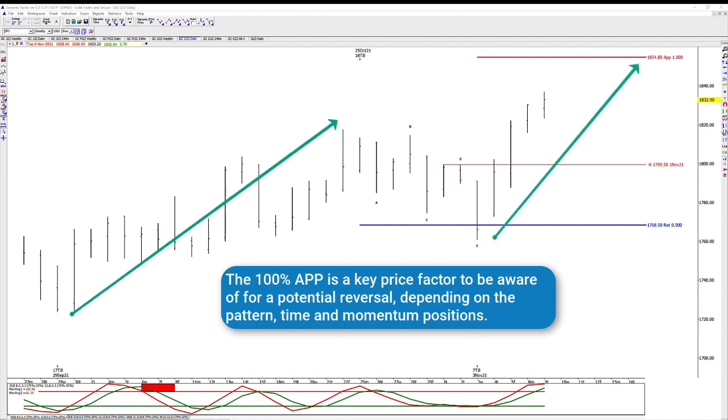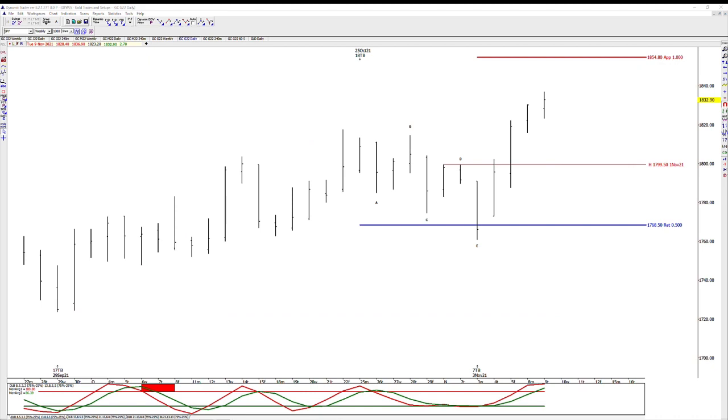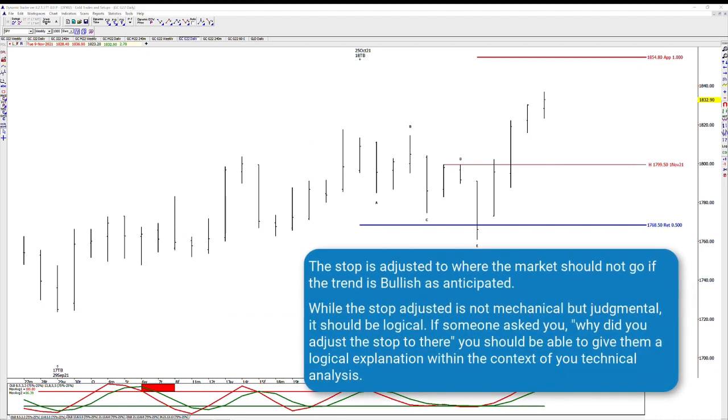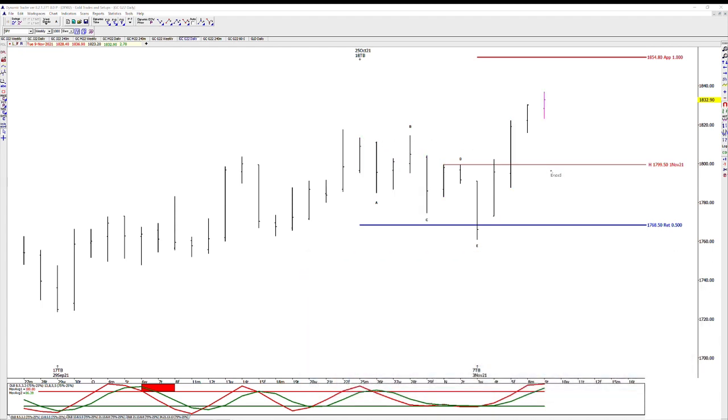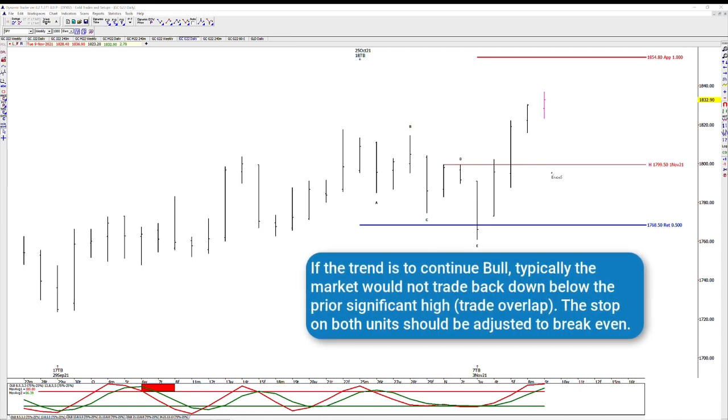So is there a reason to adjust the stop? We always want to adjust the stop to where the market should not go if the trend is going to continue. And do we just adjust the stop on both units or just on one unit? Well, given that the daily momentum has reached overbought, we're probably getting fairly close to making at least a temporary high. However, we have continued to a fairly significant amount above the prior highs. So that would be a setup for me from my point of view. Let's at least adjust the stops on the 2 units to break even.